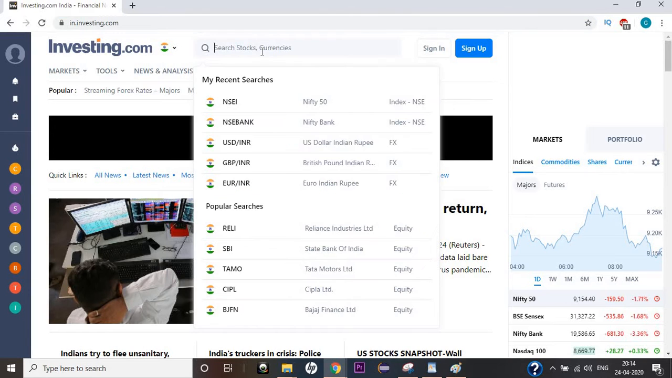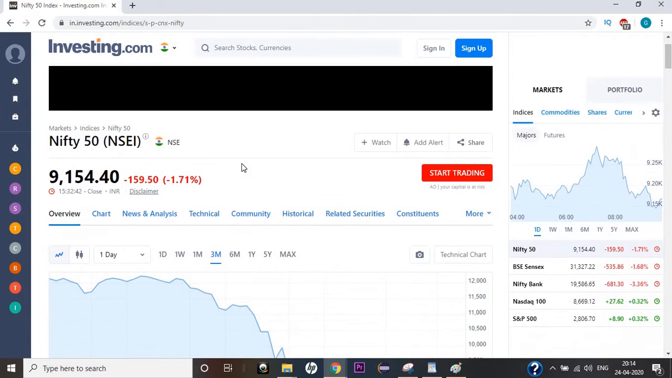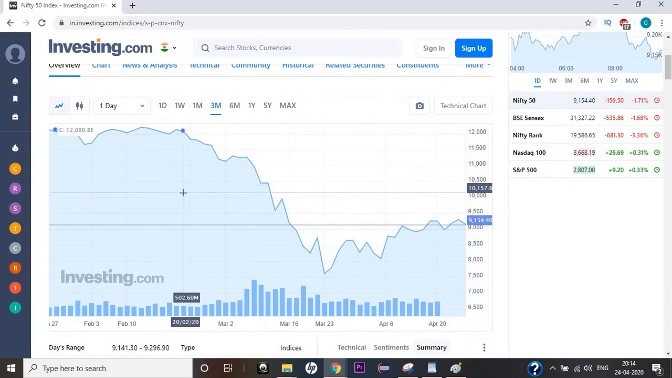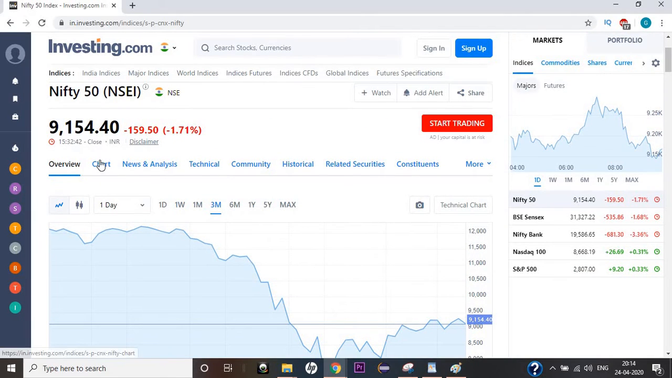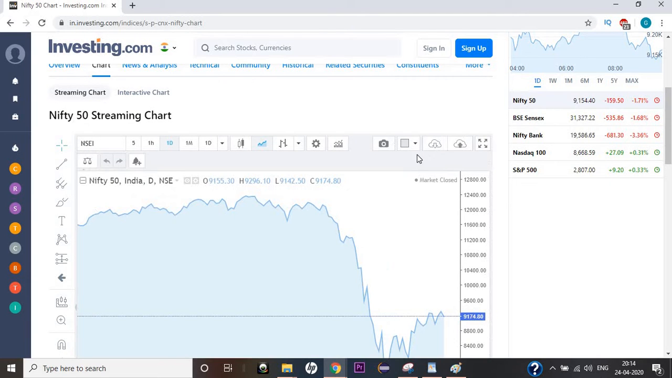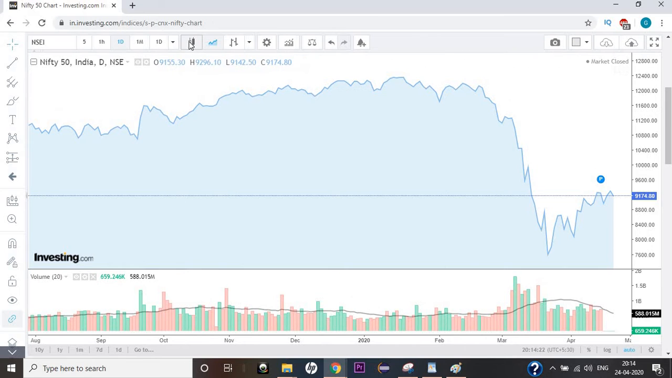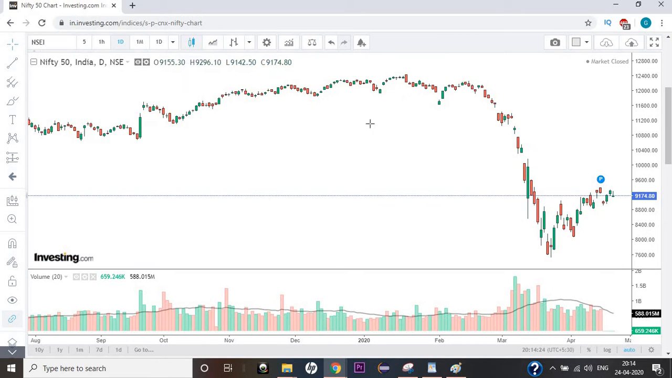So let's go to one of the charts. I'll open Nifty 50. By default, it gives me this charting technique. I'll go to the chart tab, which is opening for me. I'll do a full screen. Okay. So now you can see the candles here. I'll open this candles, which gives me a candlestick charting pattern, and the duration is 1 day. So you can see the duration here.